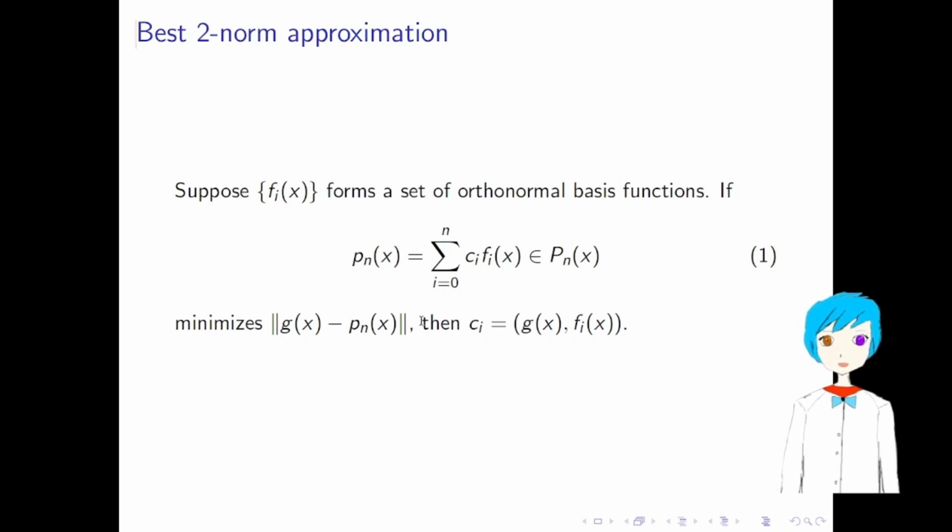Finally, with the definition of the inner product space, we can get the best two norm approximation to a given function. Suppose phi_i forms a set of orthonormal basis functions, that is, the inner product of phi_i and phi_j equals 0 if i does not equal j, and equals 1 if i equals j. If P_n of x in the space spanned by the first n plus 1 basis functions minimizes the norm of g minus P_n of x over all elements in the space P_n, then the coefficients c_i can be determined as the inner product of g of x and phi_i of x.